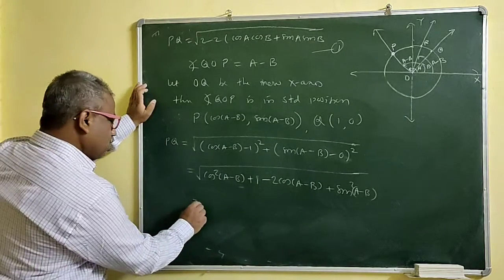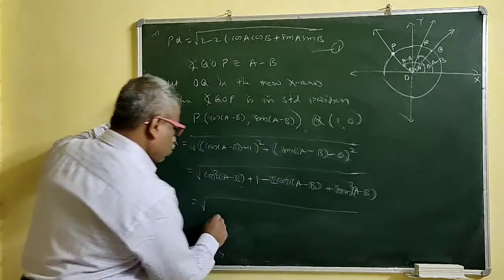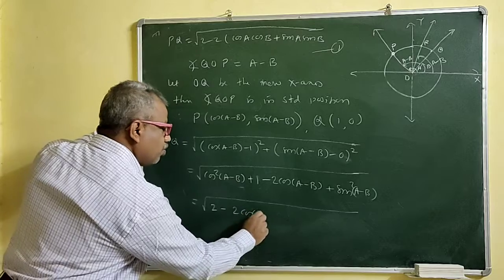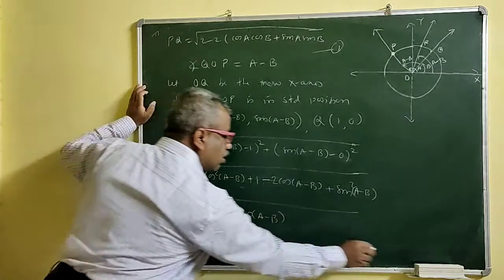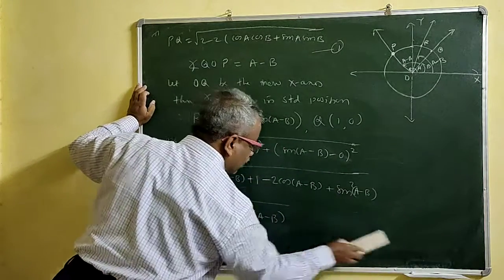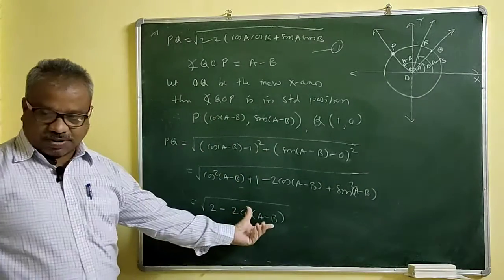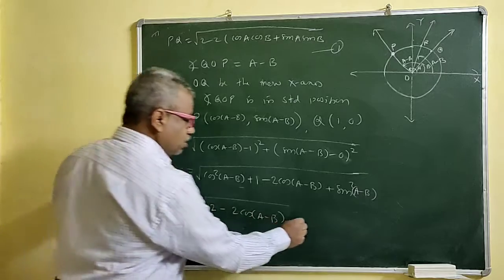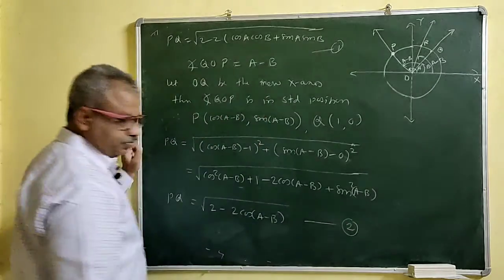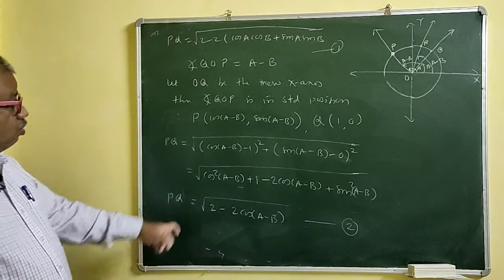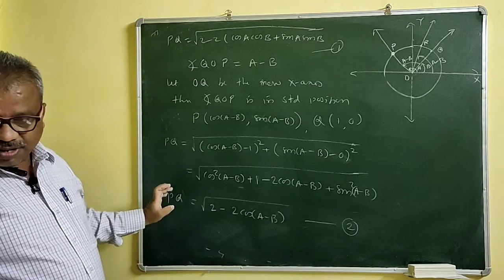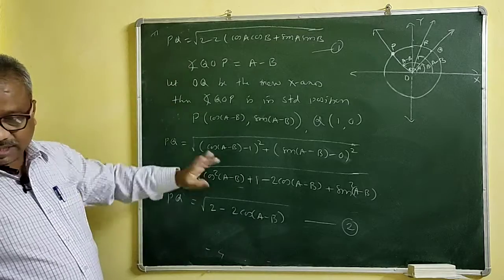So what we get here then? Root of 2 minus 2 cos of (A minus B). Right? See, we get here your cos (A minus B), and you are interested in cos (A minus B). Now this is your PQ, we will call this equation 2. Your PQ is this, and PQ is this. Both PQ are the same now, which means their RHS are also the same.